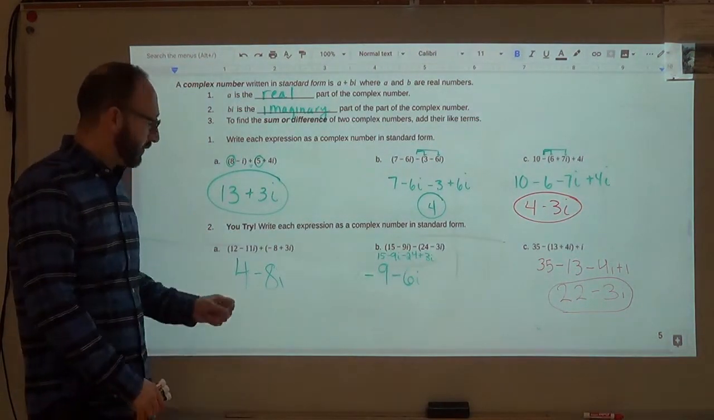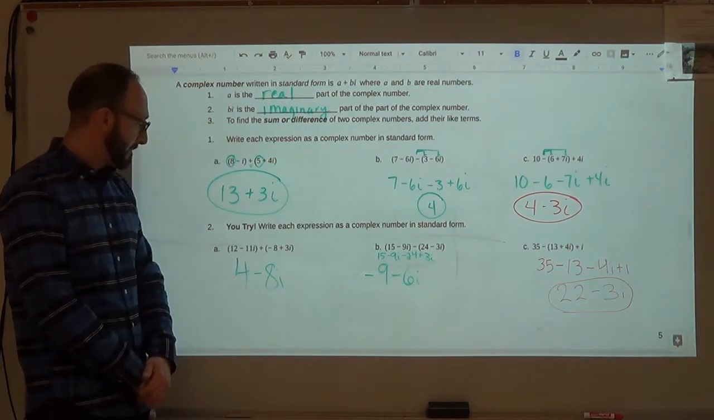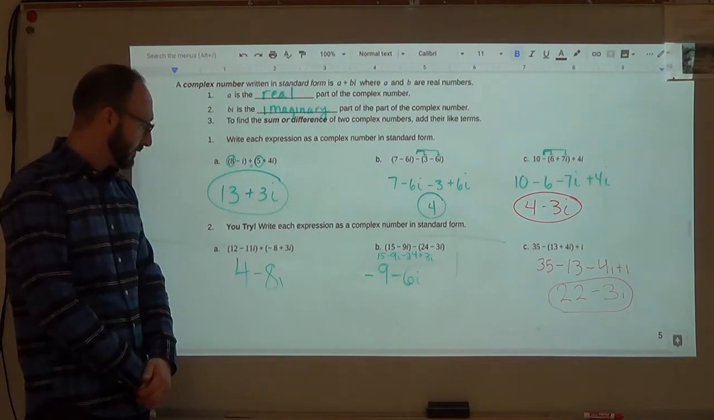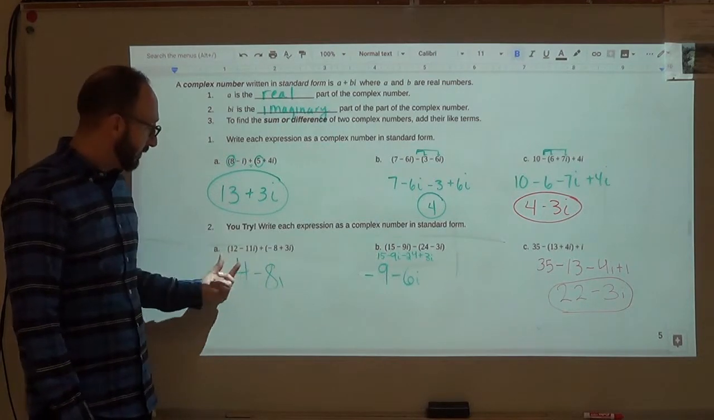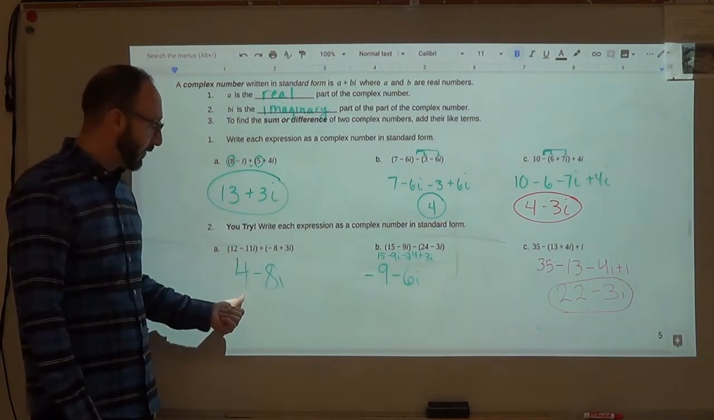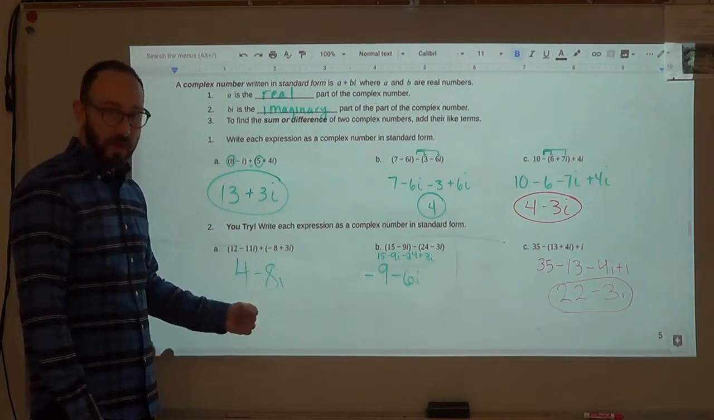Would you explain what you did here, please? So I combined like terms, so 12 plus negative 8 is 4, and negative 11i plus 3i is negative 8i. Right, 12 plus negative 8, adding the real parts together gives us 4. Negative 11i plus 3i, negative 8i, perfect.